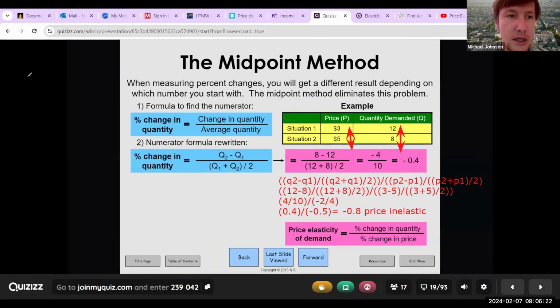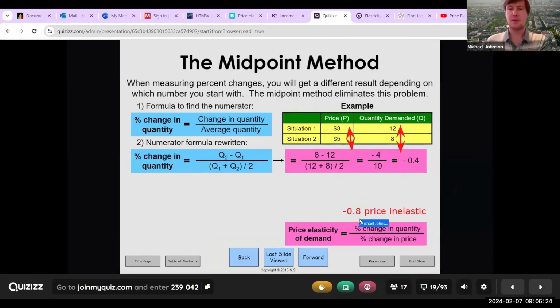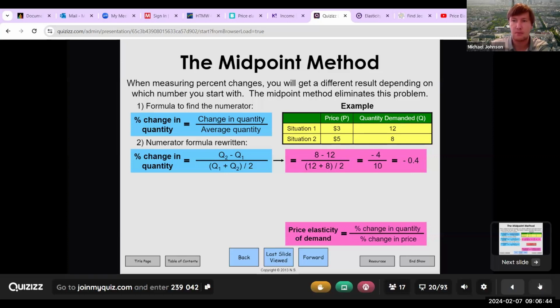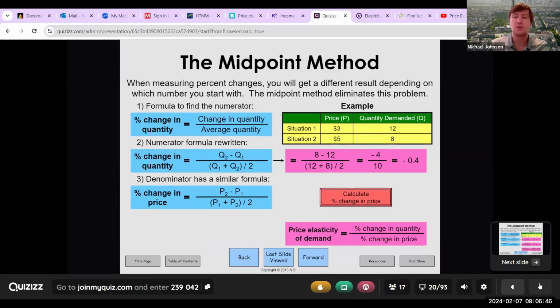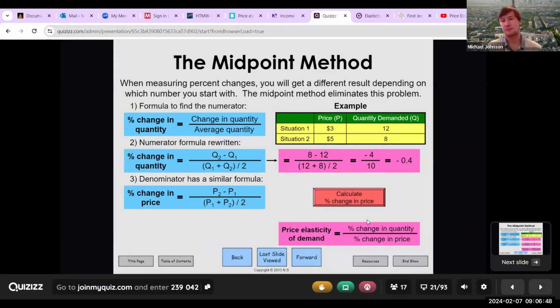So yeah, as you can see here, they solved it on slide 19. It would be negative. So that's just the quantity part. So they just solved the top, but they'll solve the bottom in future slides here. So I'll show you. So yeah, they have to solve the bottom here.